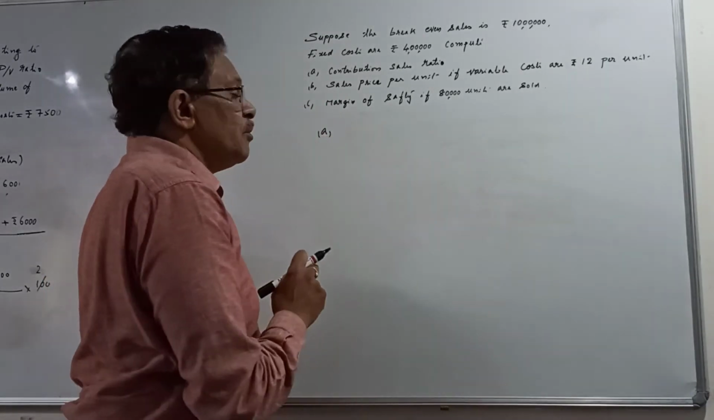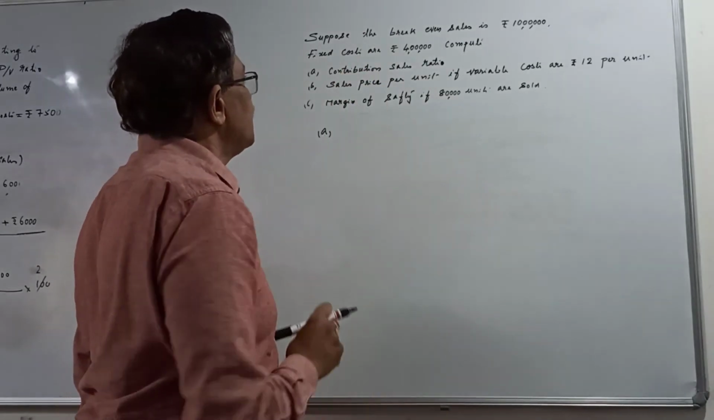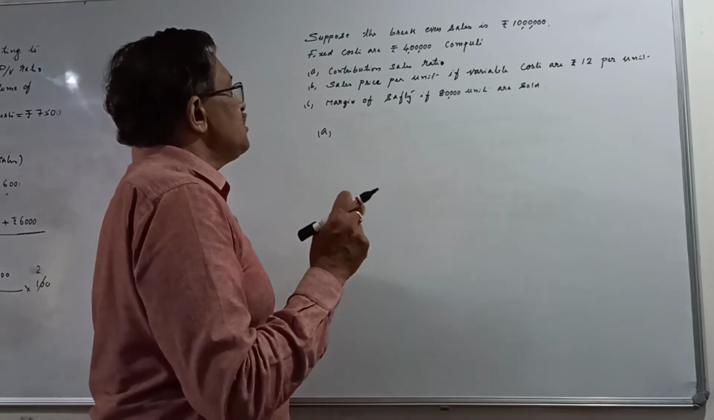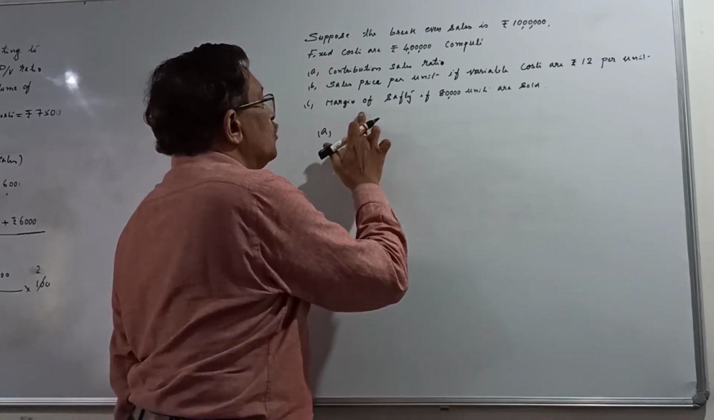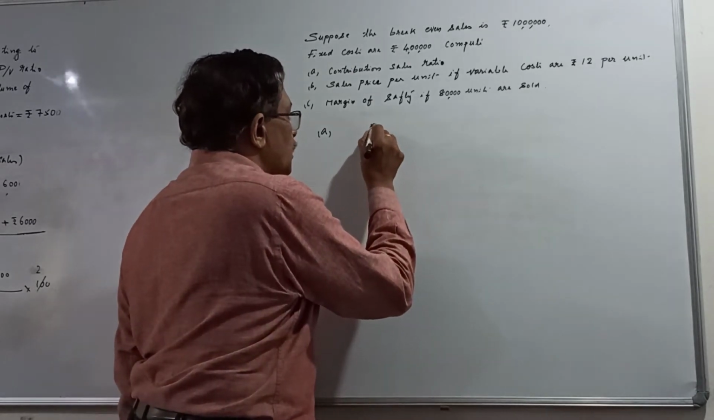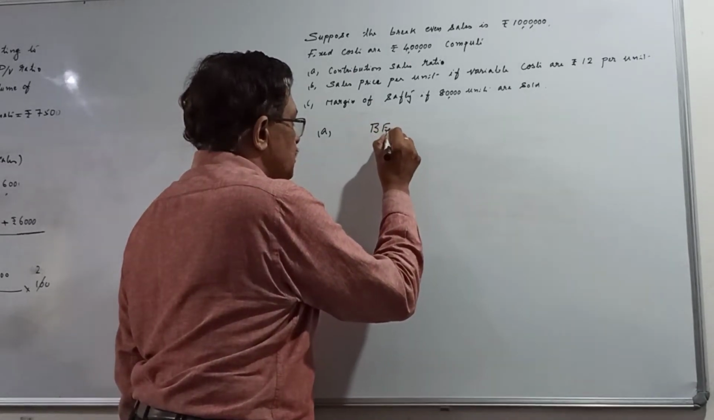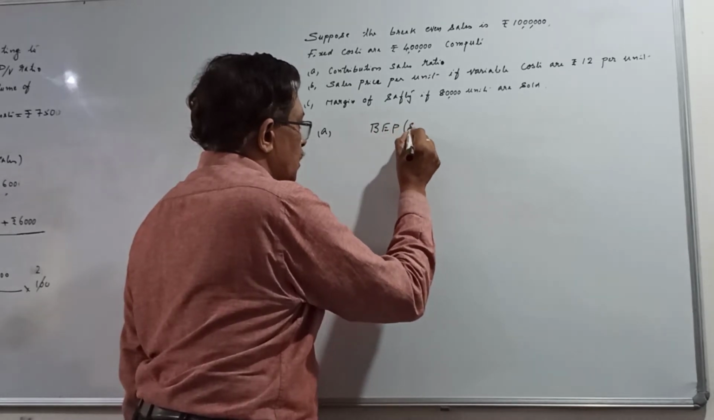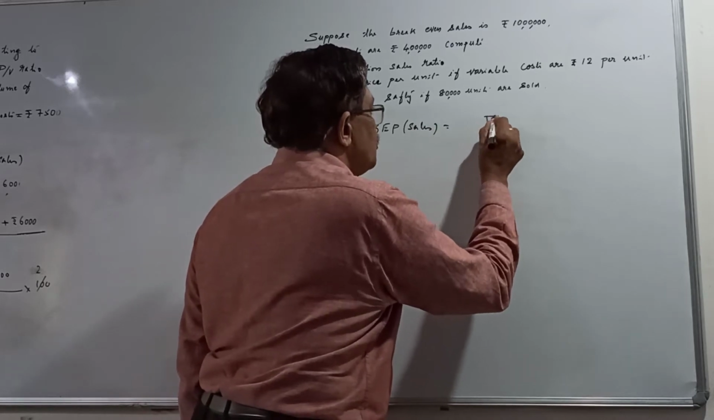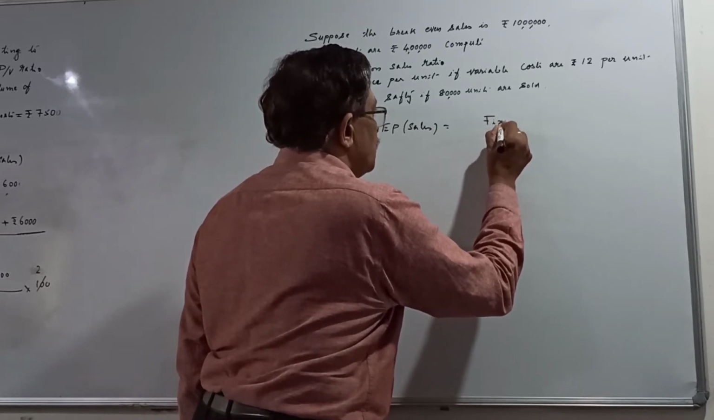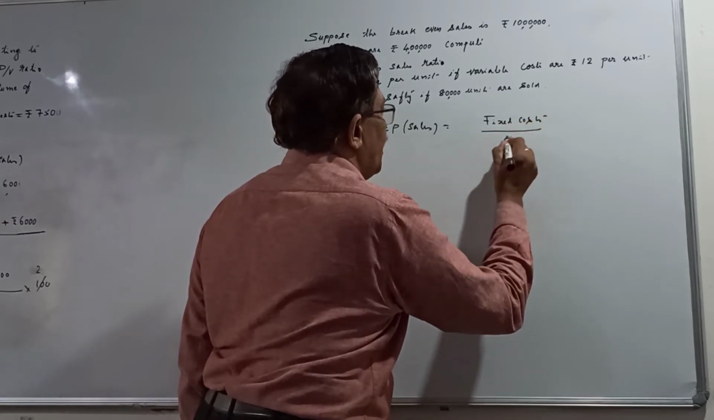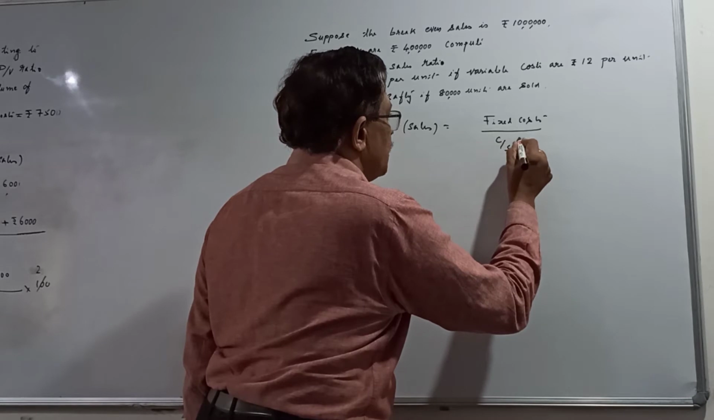Let us attempt the first bit, where he is asking us to find out the contribution sales ratio. The contribution sales ratio can be found out by using the break-even sales. We know that the break-even sales is equal to fixed costs divided by C by S ratio.